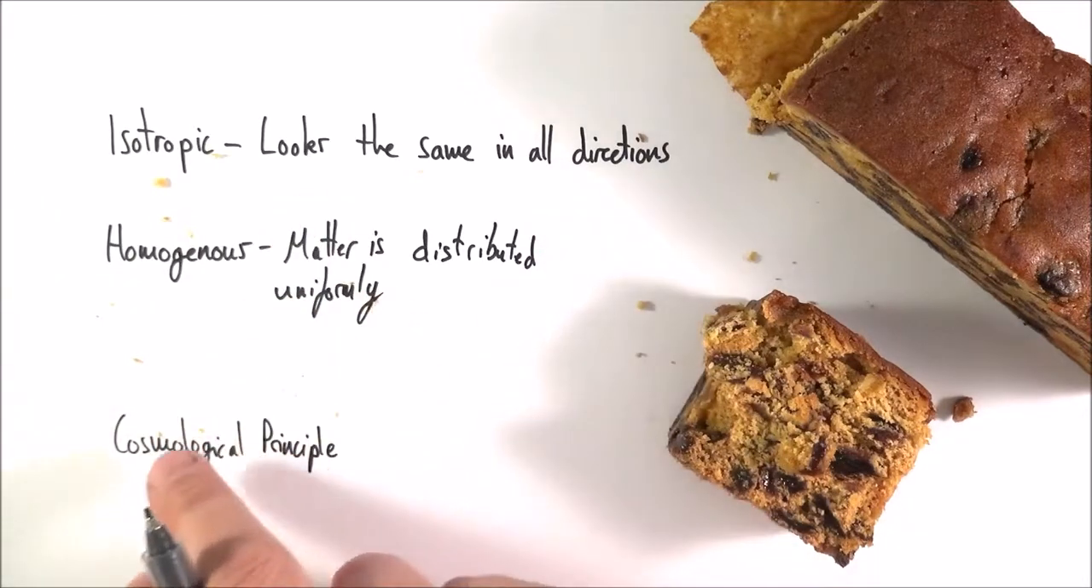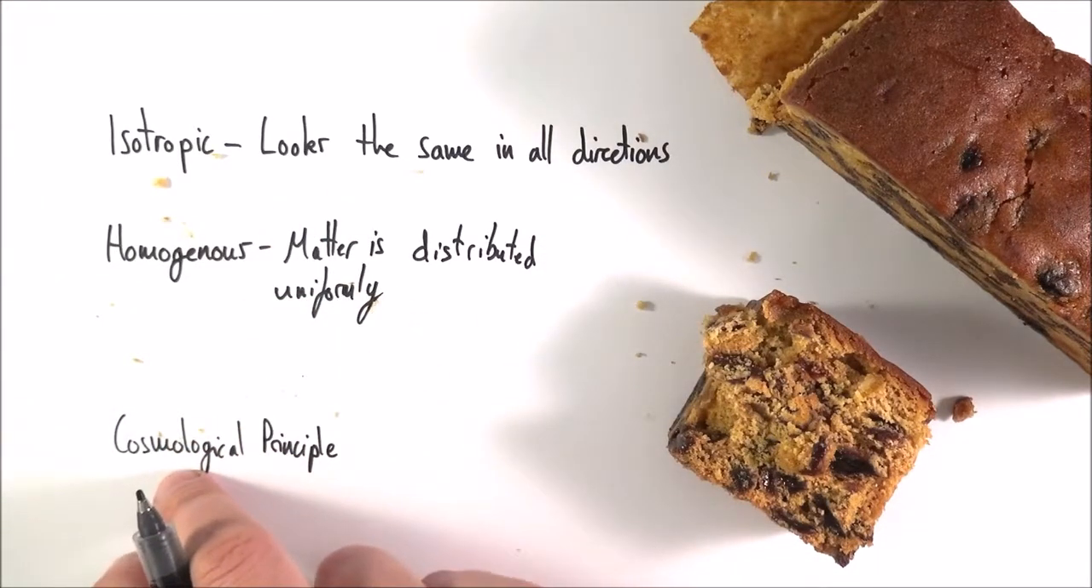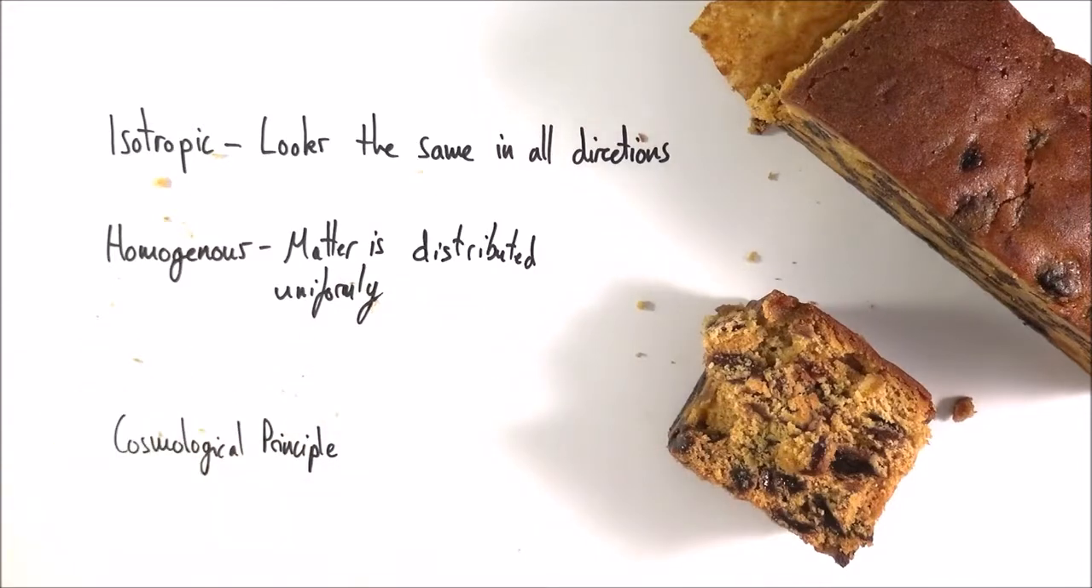So, cosmological principle: the universe is isotropic and homogeneous, and the laws of physics apply everywhere within it.